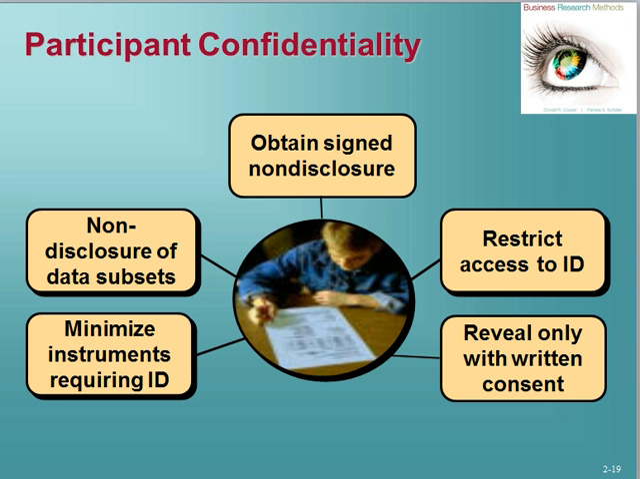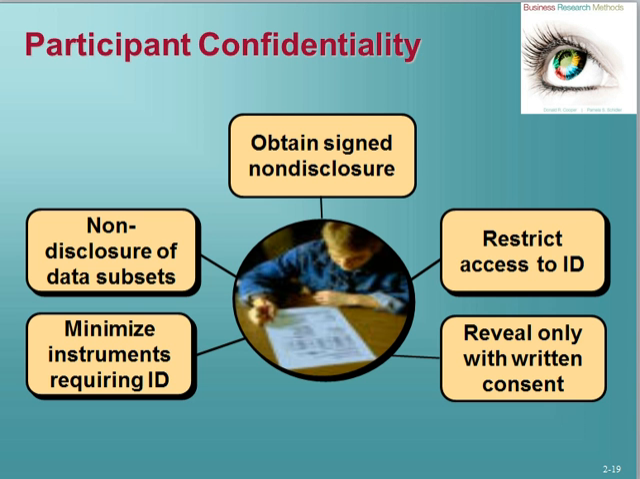All individuals have a right to privacy, and researchers must respect that right. Once a guarantee of confidentiality is given, protecting that confidentiality is essential. Researchers protect participant confidentiality in several ways. Number 1, by obtaining signed non-disclosure documents. Only researchers who have signed non-disclosure forms should be allowed to access the data.